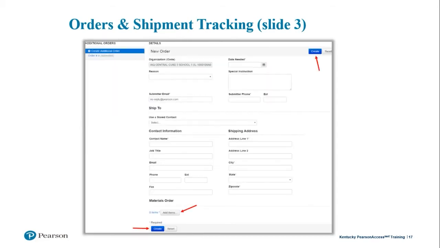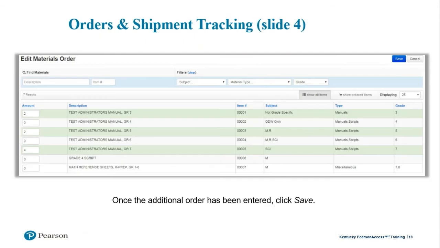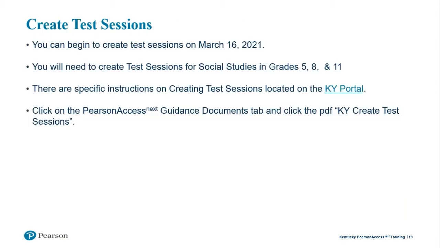The next slide here has a screenshot of the information you'll need to put in on the contact information, where it's shipping. You'll select the items to pick. You will see a screen similar to this that has a list of all of the materials that are available. You can scroll through, select the materials, the amount of materials that you need, and save that.